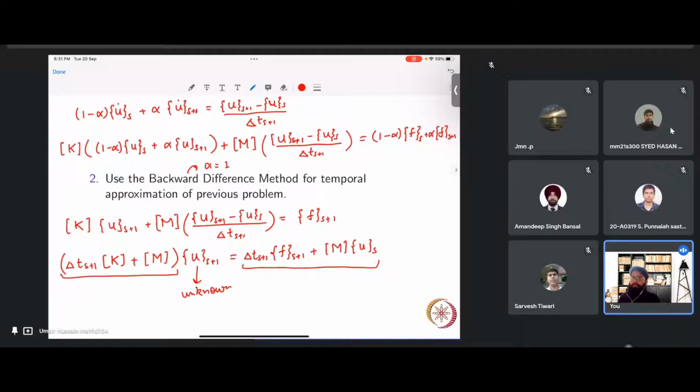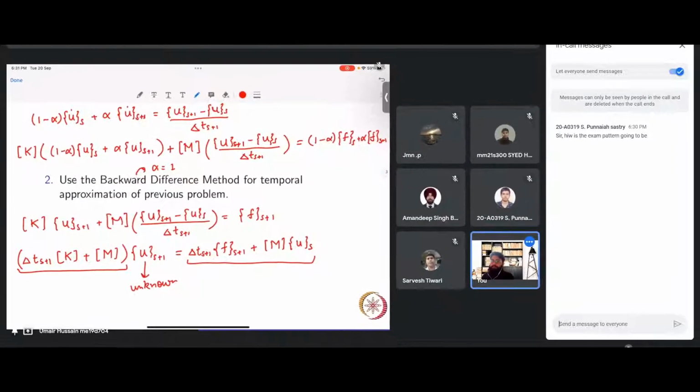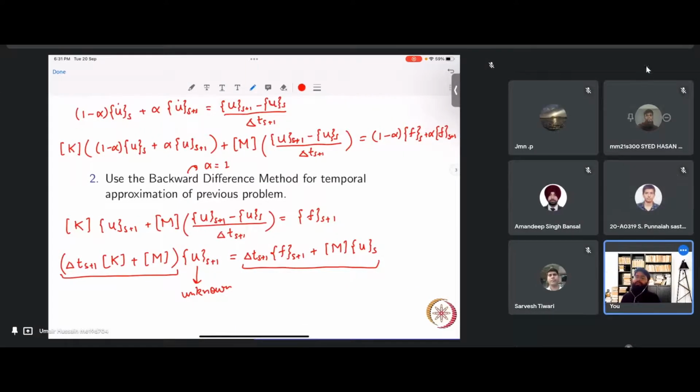Meanwhile, I got a question here: how is the exam pattern going to be? I think the course instructor might have told you that it would be an MCQ-based exam. So you'll have MCQs only, but there would be calculations required. I think that's all I know on my part. I don't think I can give you any more information for that.